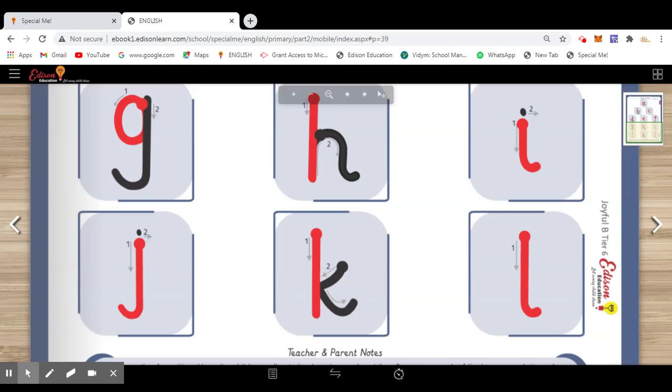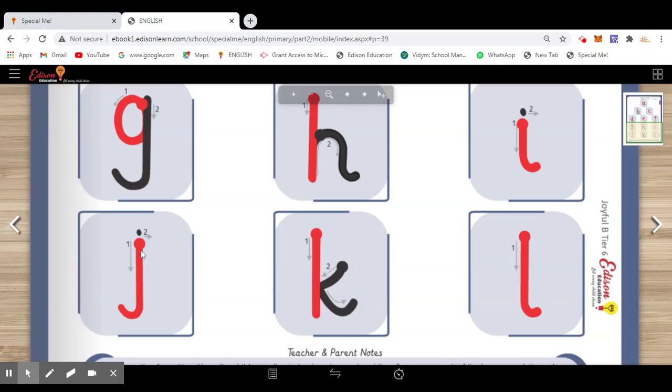So let's listen to its phonic song. J, J, J. Jelly beans jumping, jumping all the day. J, J, J. J is the sound of J.